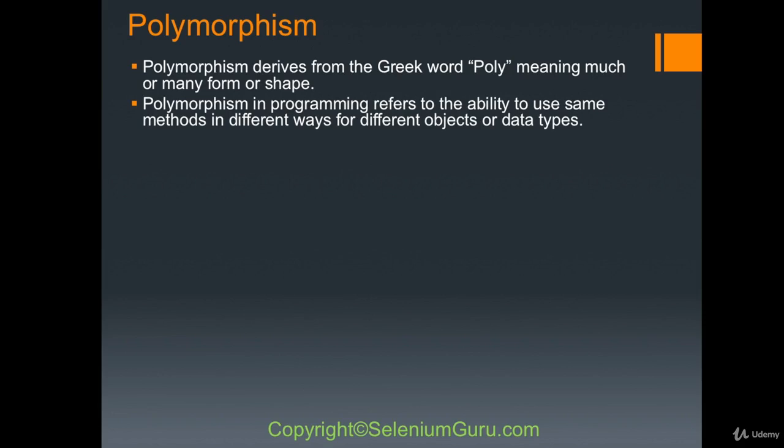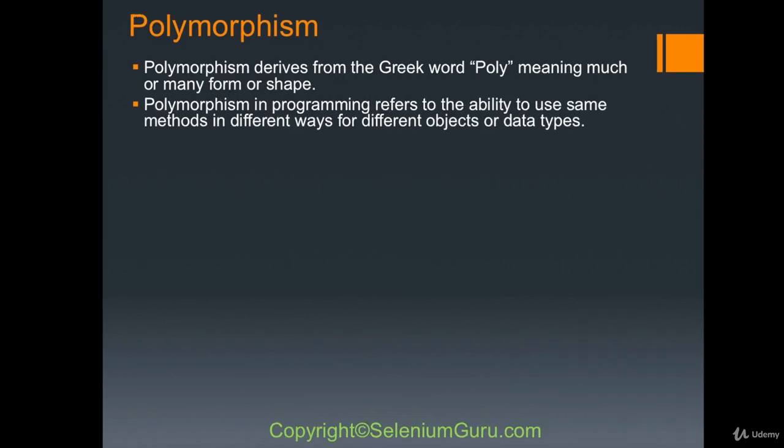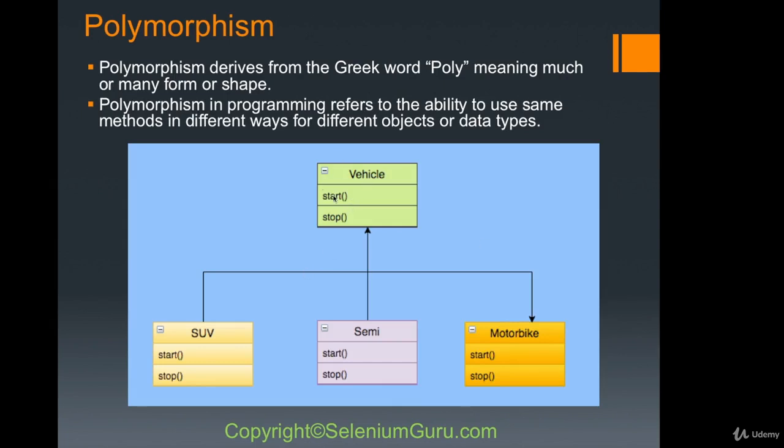Polymorphism in programming refers to the ability to use the same methods in different ways for different objects or different types. However, polymorphism in programming takes the concept of poly, meaning you can use the same methods in different ways. For instance, I've got this vehicle parent class here.